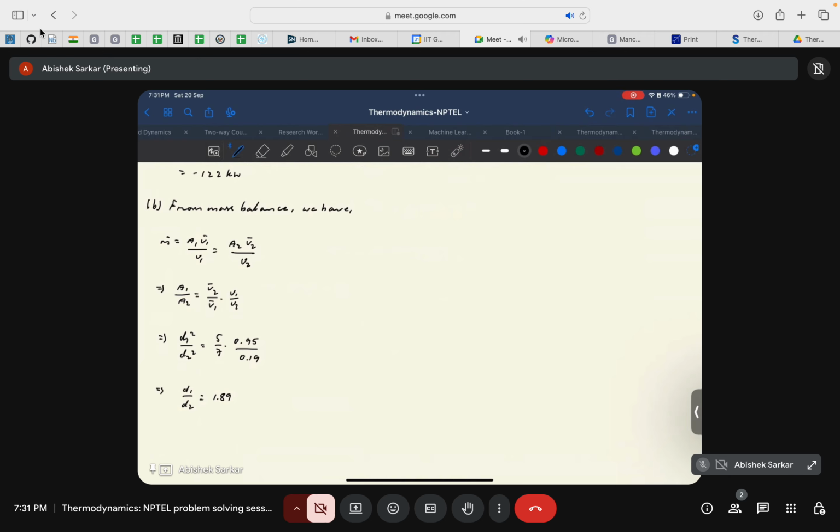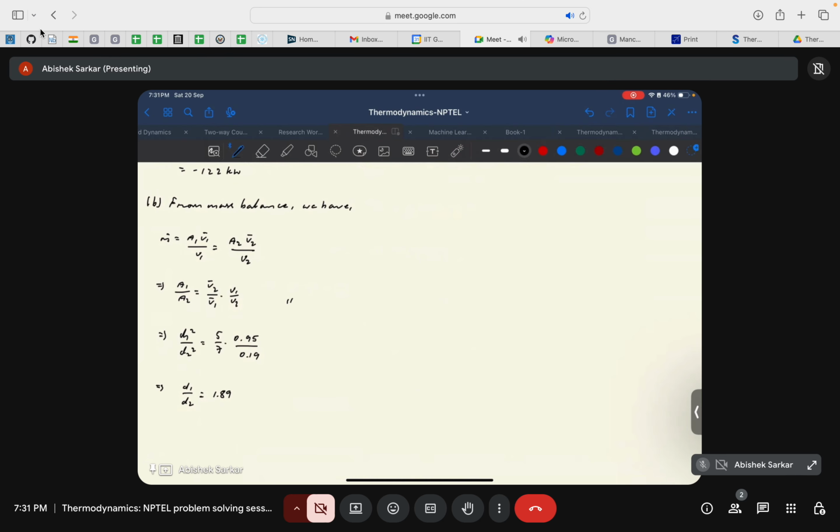A1 would be pi by 4 d1 square, and A2 would be pi by 4 d2 square. If you divide A1 by A2, the pi by 4 factor will cancel out, leaving d1 squared by d2 squared. If you simplify it, you will get d1 by d2 equal to 1.89. So that's your solution. I hope that's clear.